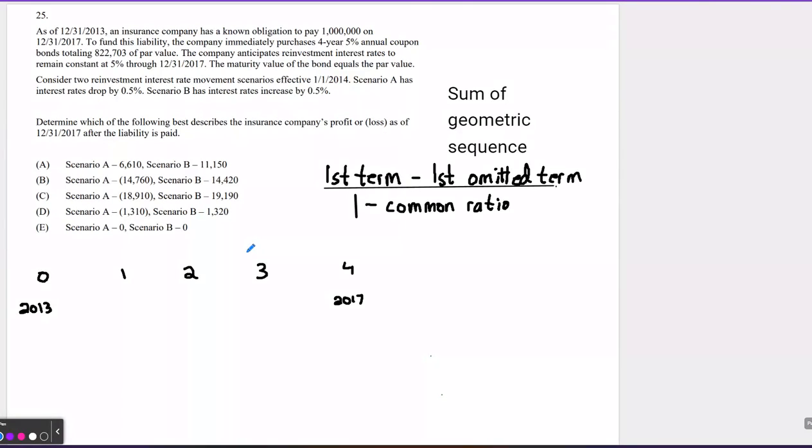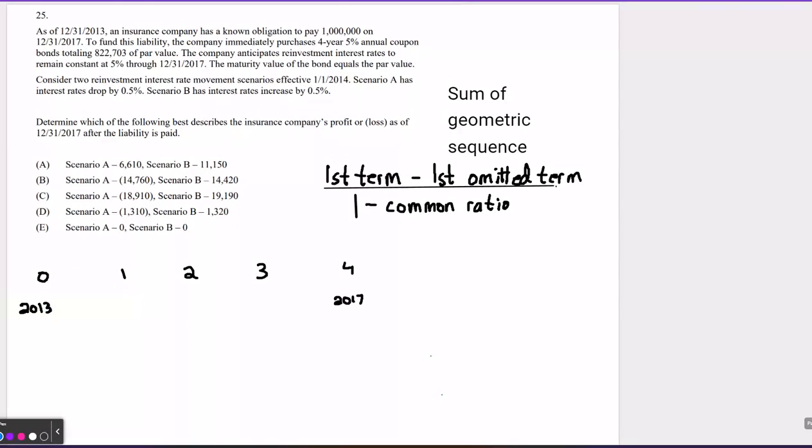Consider two reinvestment interest rate movement scenarios effective 1/1/2014. Scenario A has interest rates dropping by 0.5%. Scenario B has interest rates increased by 0.5%. So which of the following best describes the insurance company's profit or loss as of 12/31/2017 after the liability is paid? Okay, so I just made time 0 correspond to 2013 and time 4 correspond to 2017.